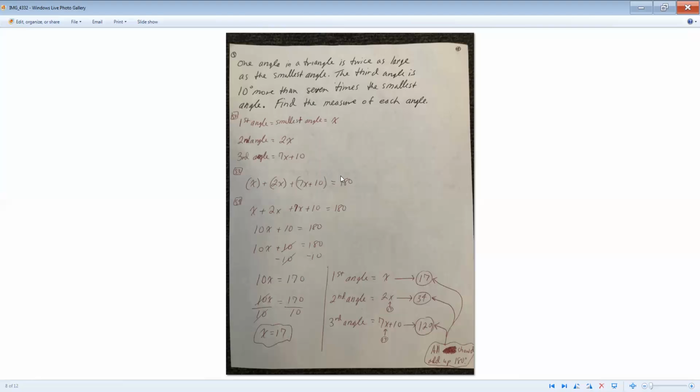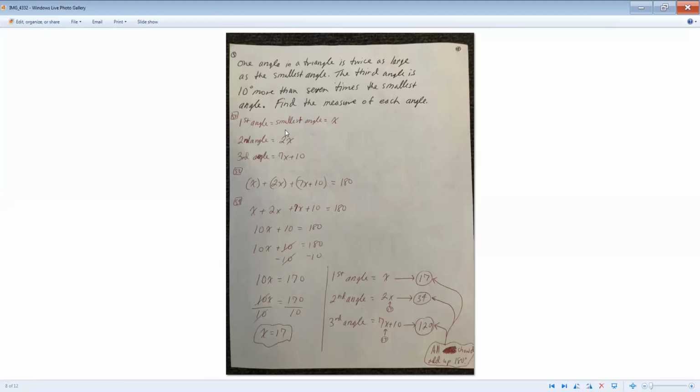So now the key here to setting up the equation is recognizing that they told us it's a triangle, and they expect you to know or remember that all 3 angles in the triangle will add up to give you 180 degrees. So x plus 2x plus 7x plus 10 equal to 180. Combine your like terms. x plus 2x plus 7x is 10x plus 10 equal to 180. Subtract 10, so that'll be 10x equal to 170. Then divide both sides by 10, x equals 17.